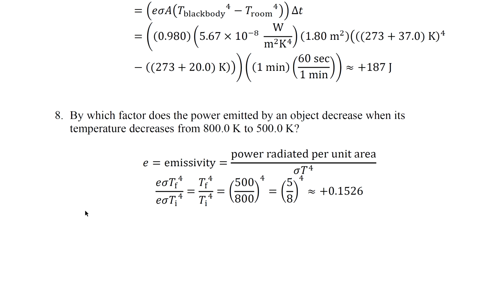Question 8. By which factor does the power emitted by an object decrease when its temperature decreases from 800 Kelvin to 500 Kelvin? So we have this equation, e sigma T final to the fourth divided by e sigma T initial to the fourth. The e sigmas cancel out.